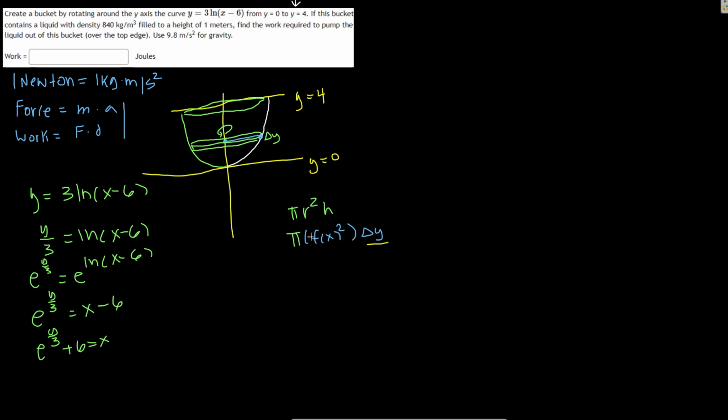So what this means is that for any disk within this bowl, the volume of that disk is equivalent to pi times e to the y over 3 plus 6 squared times some change in y. Now, why did we find this value? Well, yes, we do have some volume, but what this question is asking for is for us to solve the work required to pump the liquid out of the bucket.